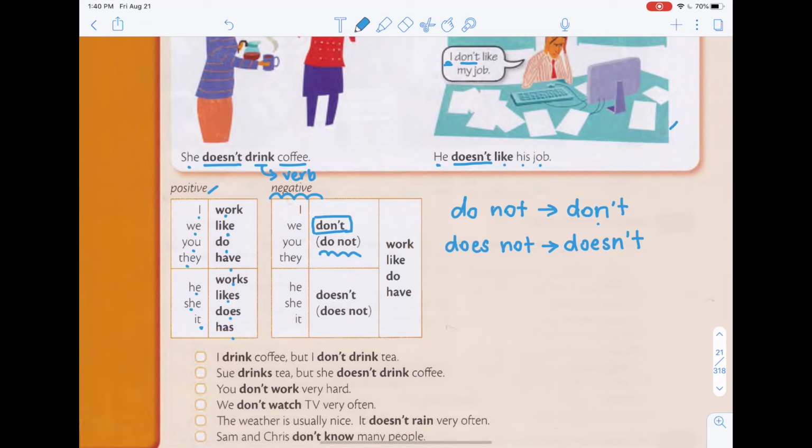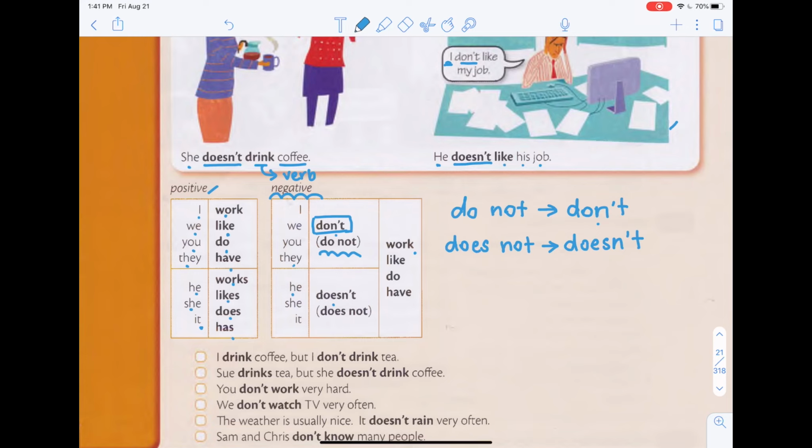Does not becomes doesn't. So I don't work. We don't work. You don't work. They don't work, or they do not work. And then for he, she, and it, it becomes he doesn't work. She doesn't work. Alright? So there is something different about this.